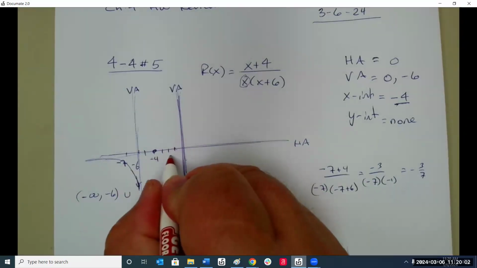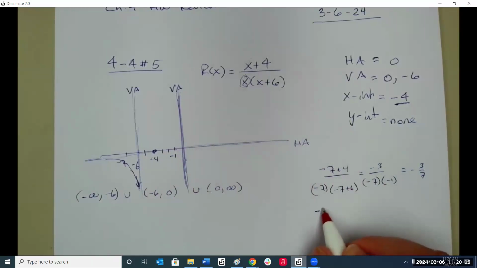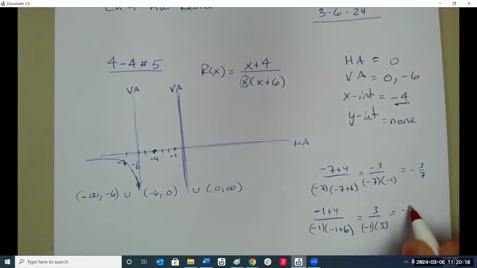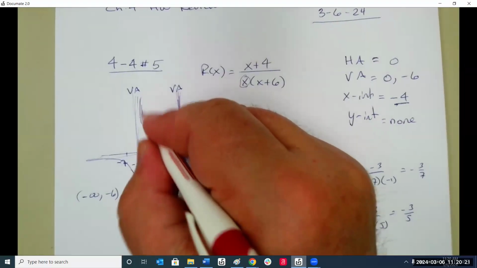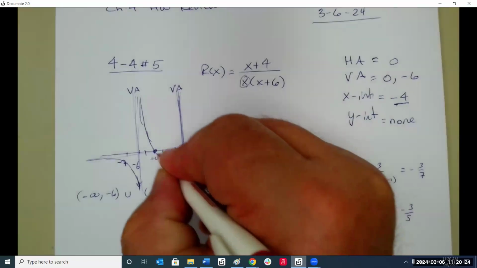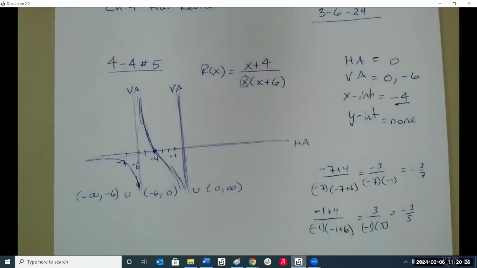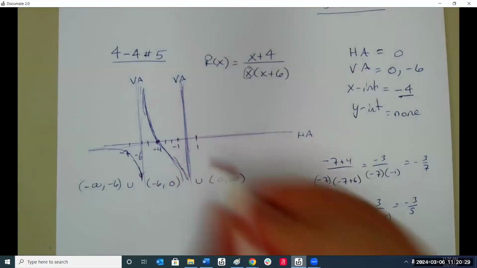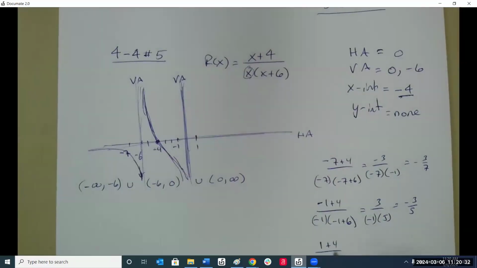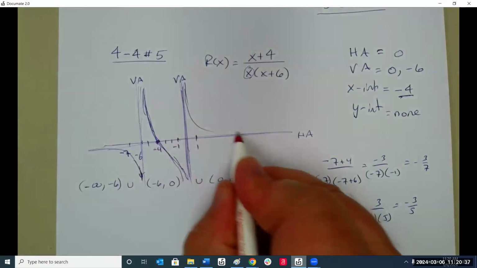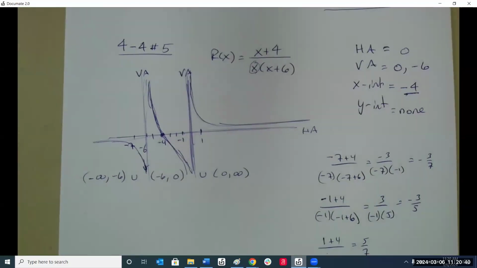And on this side, let's try -1. -1 plus 4 is 3, and -1 plus 6 is 5. It's 3/5. So that means this side looks like this. And then at 1, it's 5/7. That's what the graph's going to look like.